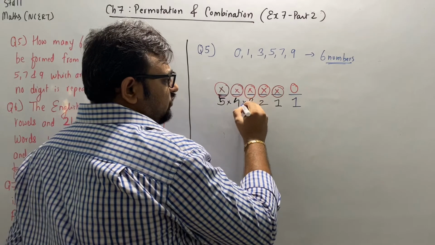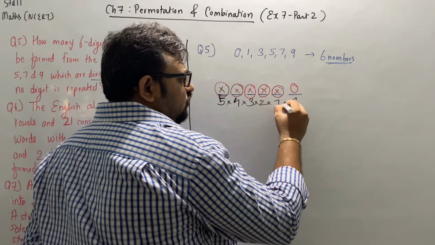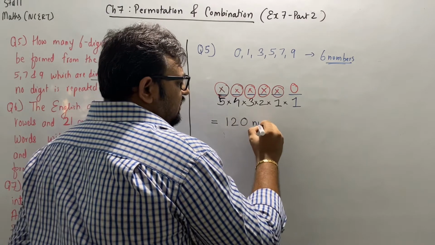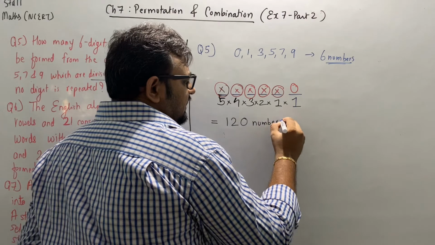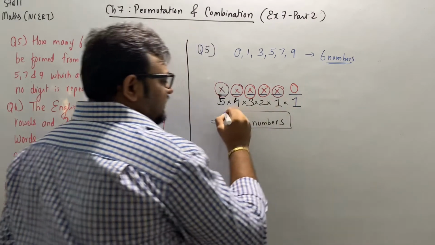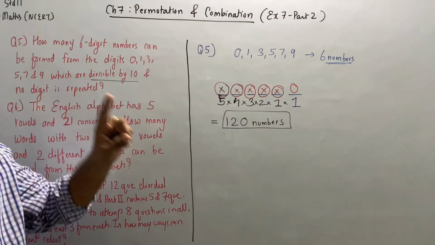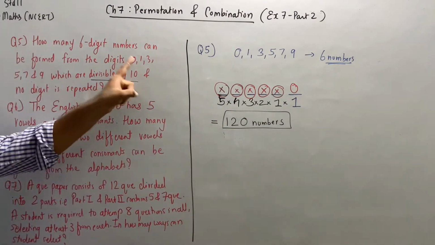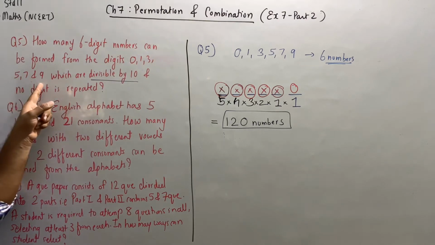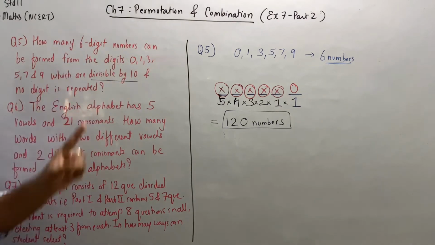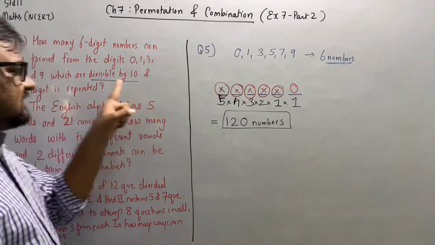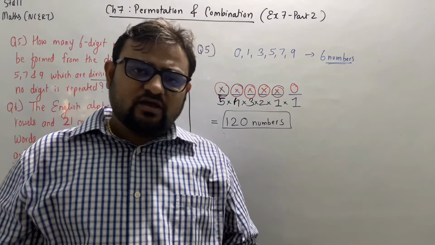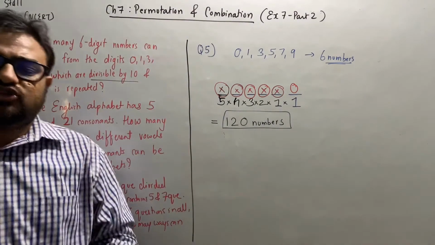So now total how many numbers? 5 into 4 into 3 into 2 into 1 into 1. This will be equal to 120 numbers. So see, I can form 120 6-digit numbers from 0, 1, 3, 5, 7 and 9 which are divisible by 10 such that no digit is repeated. Okay, so just note down this question number 5.